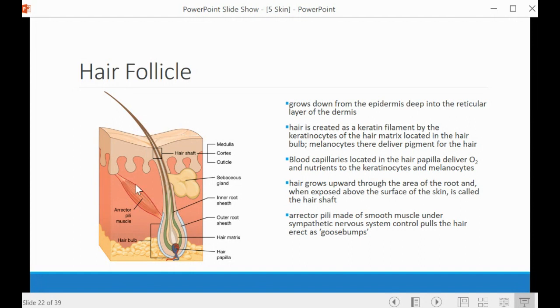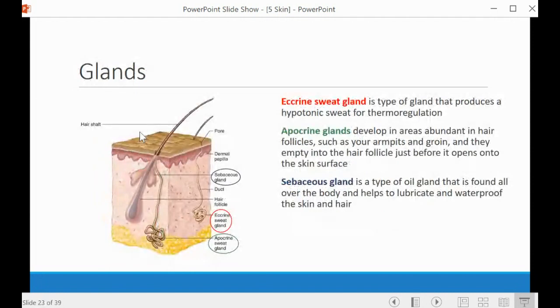We also have this erector pili muscle on here. That's made up of smooth muscle. It's under control of our sympathetic nervous system, meaning that we can't make ourselves have goosebumps. Okay? But what it does is that it actually pulls the hair erect and gives us goosebumps.